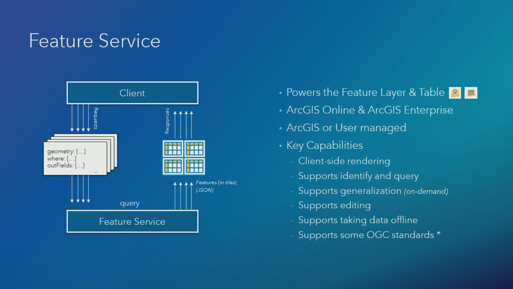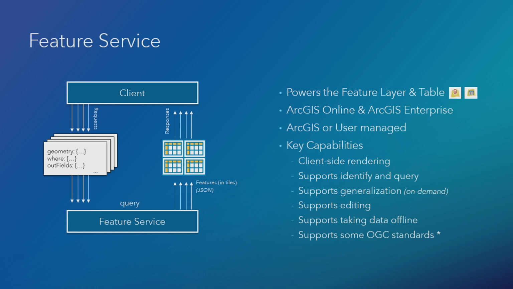So feature services power the feature layer and table item types or layer types in your portal or ArcGIS Online. The difference is if it doesn't have a geometry column, we call it a table. If it has a geometry column, we call it a feature layer. These are supported in both ArcGIS Online and ArcGIS Enterprise. This can work with both user-managed data that you manage and register with ArcGIS Enterprise, as well as ArcGIS managed data. So you can publish hosted feature services to both ArcGIS Enterprise and ArcGIS Online.